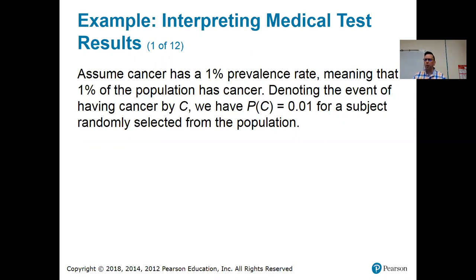Suppose cancer has a 1% prevalence rate. I don't think it's actually that high, meaning that 1% of the population has cancer. Denoting the event of having cancer by C, we have the probability of C as 0.01 for a subject randomly selected from the population. Okay. So far they haven't asked me a question.